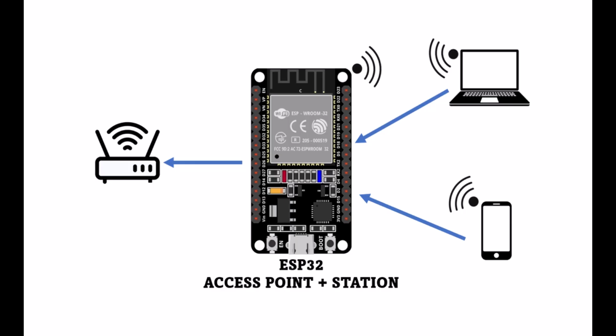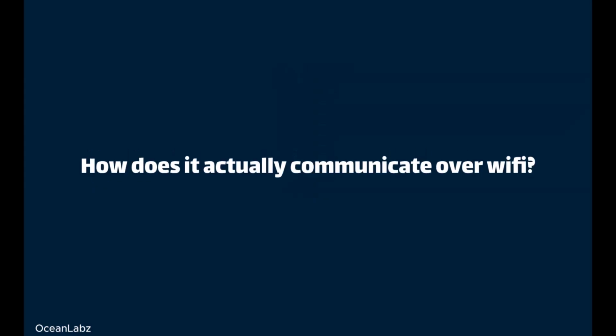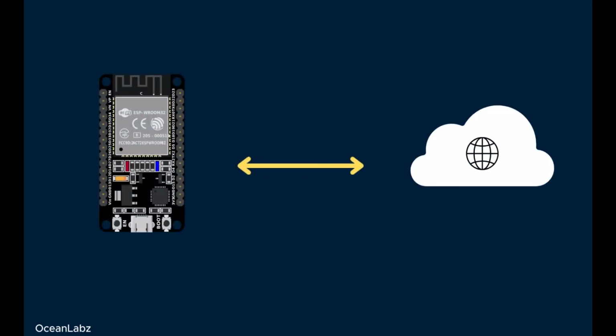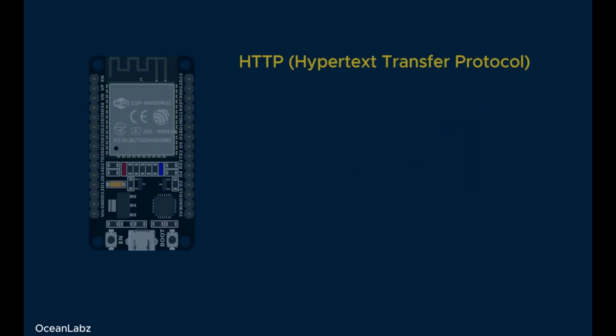Alright, so the next big question is, how does it actually communicate over Wi-Fi? Well, let's talk about the different Wi-Fi communication protocols that the ESP32 can use. So, when the ESP32 is connected to a network, it can actually use a bunch of different protocols to send and receive data. And yeah, each one is kind of suited for different types of IoT applications. Let me give you a quick overview.